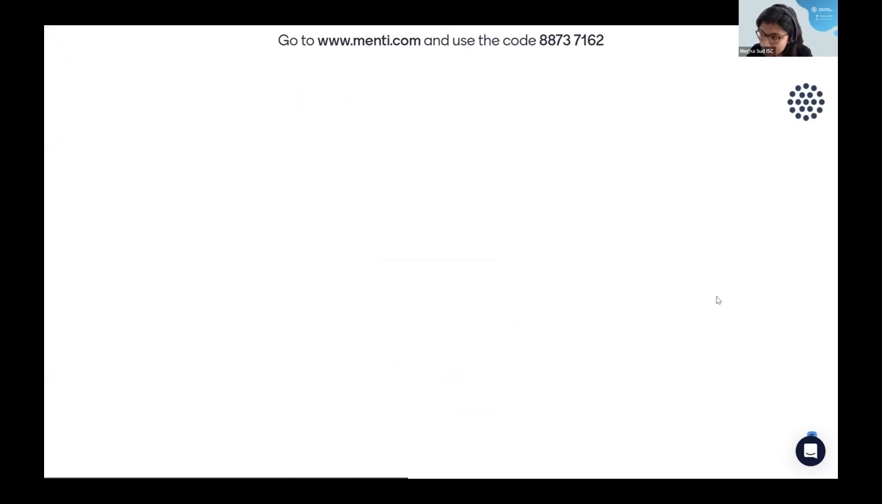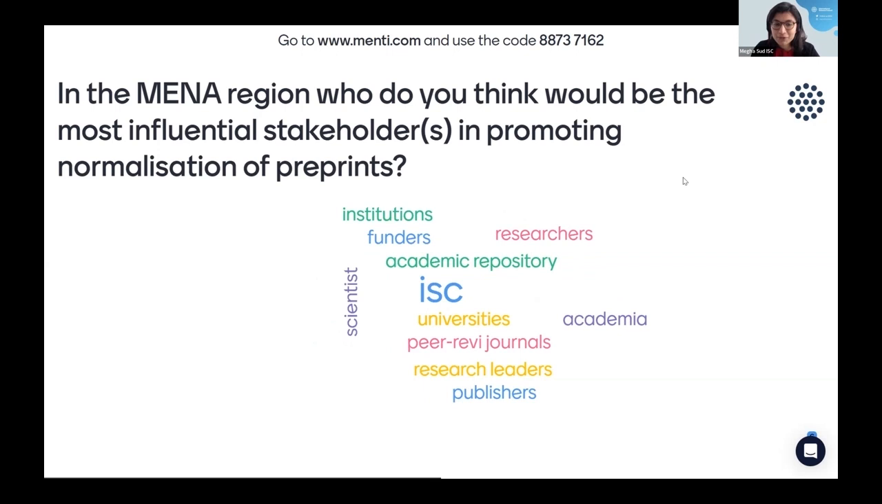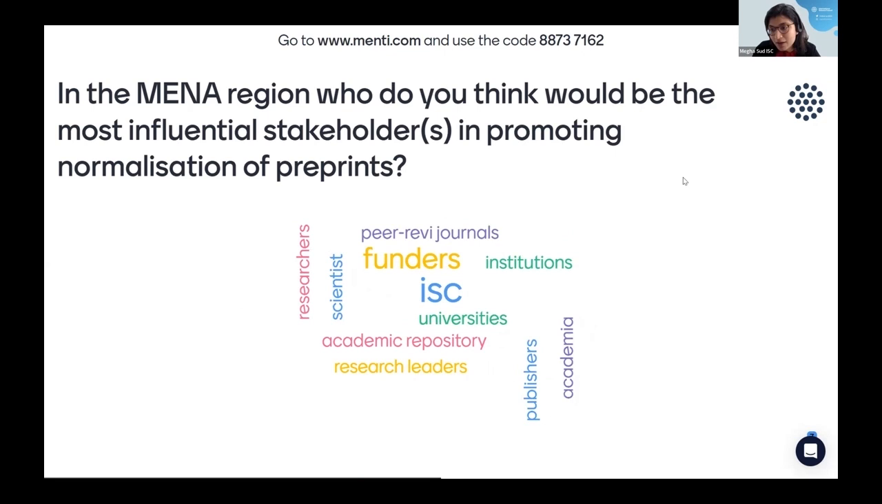In the MENA region, what do you think would be the most influential stakeholders for promoting the normalization of preprints? So it's an open-ended question. I see some of you have already moved on to this question before you finish with the previous one. You can type in your answers and you see them as a word cloud. So the more people that choose a specific answer, the bigger that particular word gets. So you could choose one of the words that's already on the screen, or you could enter a new word if you think that your option is not already here.